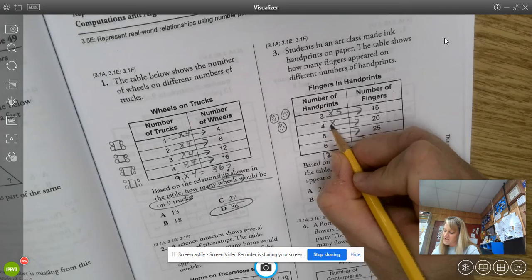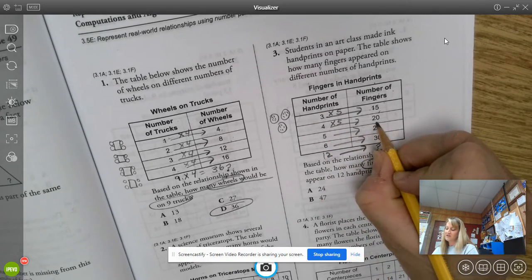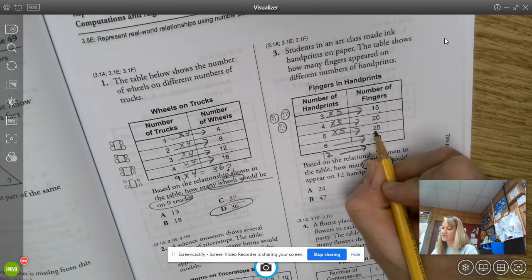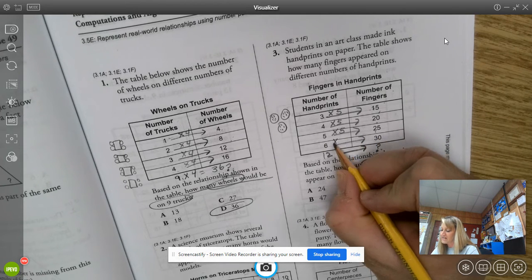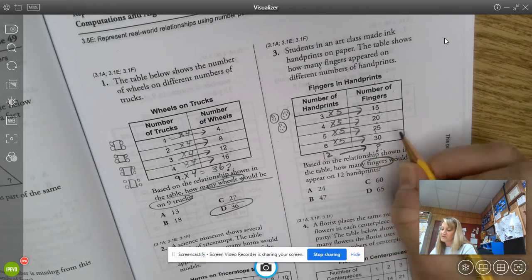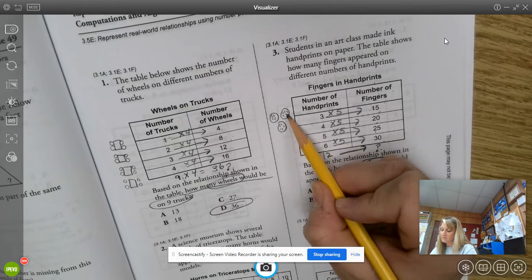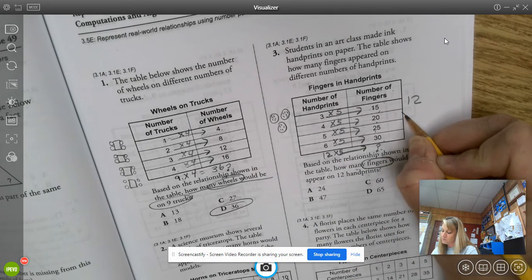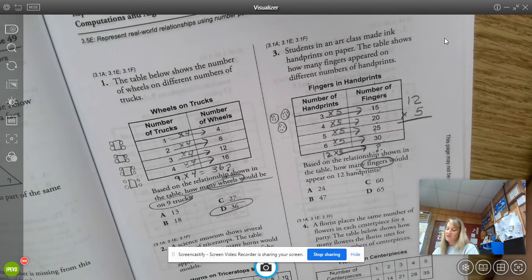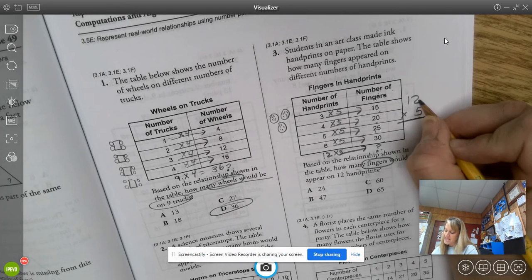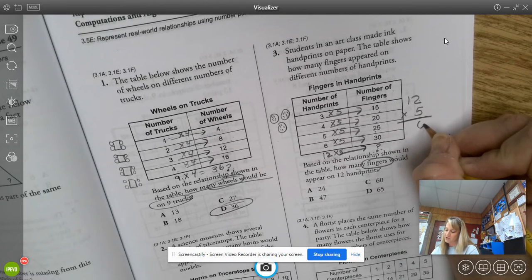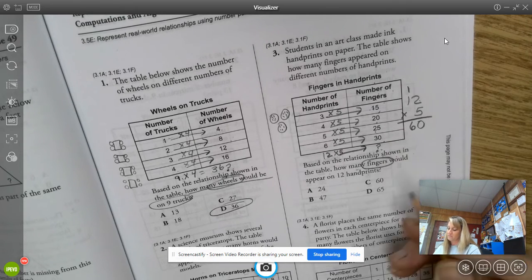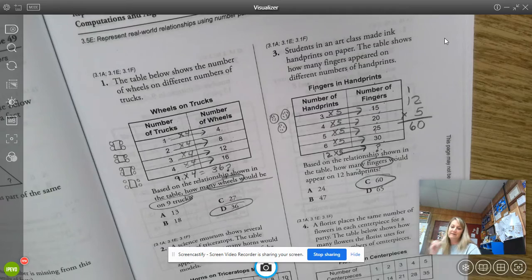4 times 5 is 20. 5 times 5 is 25. I found the pattern. It's working each time. 6 times 5, 30. So if there's 5 fingers in each handprint, you multiply 12 times 5. Remember how to do a 2-digit by a 1-digit? 5 times 2 is 10. Put down your 0, carry the 1. 5 times 1 is 5, plus 1 is 6. Boom, you got your answer. C, 60.